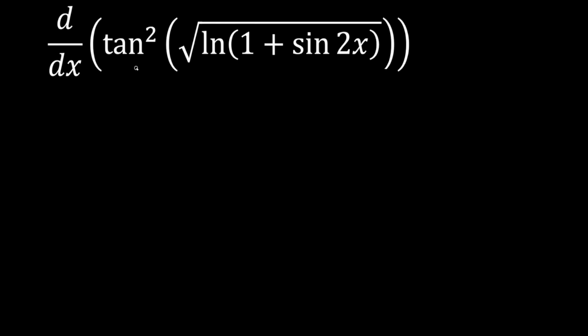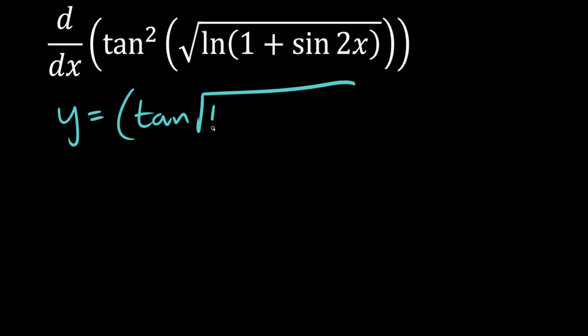So first I'm going to call this my y. I'm gonna rewrite it because in trig functions you put the squared here, because if you put it here it's confusing as to whether it's this being squared or the entire thing being squared. I'm gonna write it in brackets here. Tangent of the square root of ln 1 plus sine 2x. I'm going to close the bracket and square it.